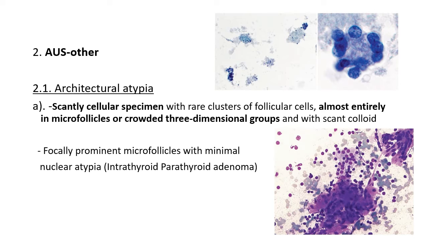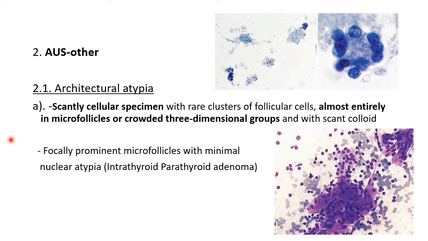Then the second category under AUS is AUS others, which includes the atypia other than the nuclear atypia, and this includes 4 types of atypias, that is architectural atypia, lymphoid atypia, oncocytic atypia and NOS. So when do you call AUS with architectural atypia? So architectural atypia is mainly in the form of microfollicles or three-dimensional crowded groups.